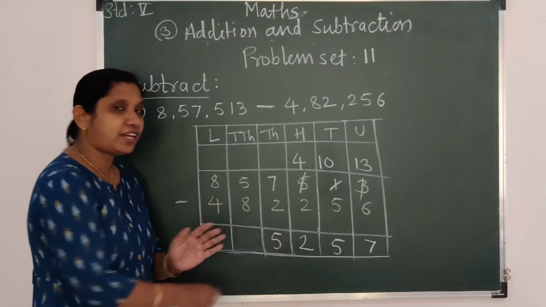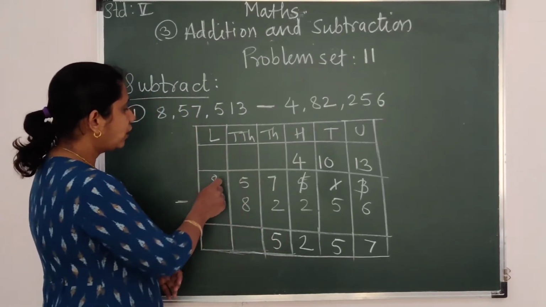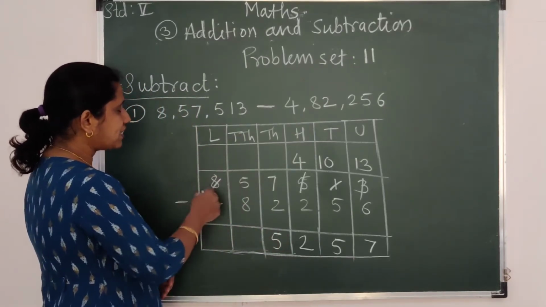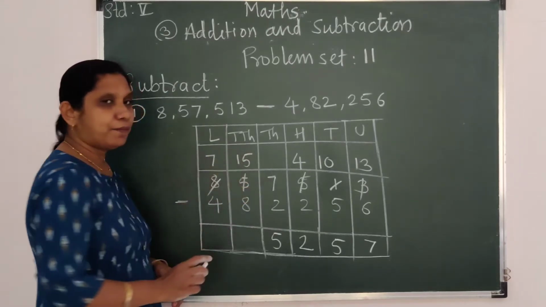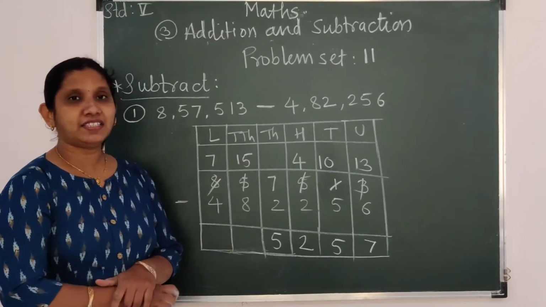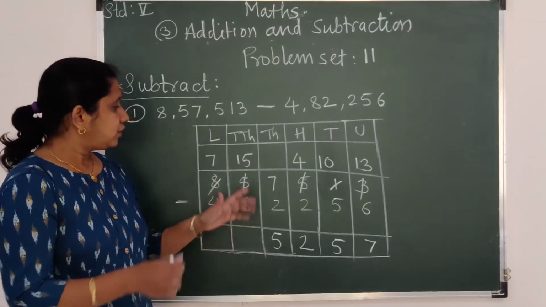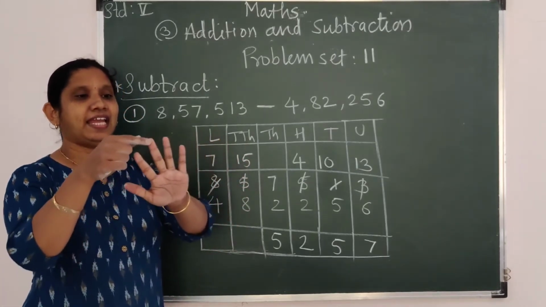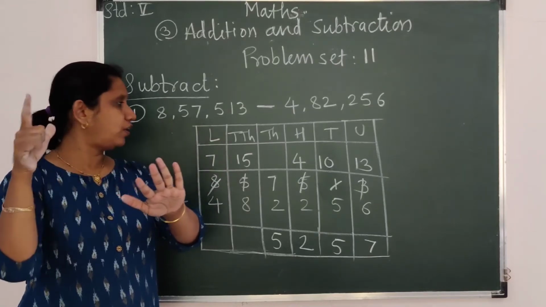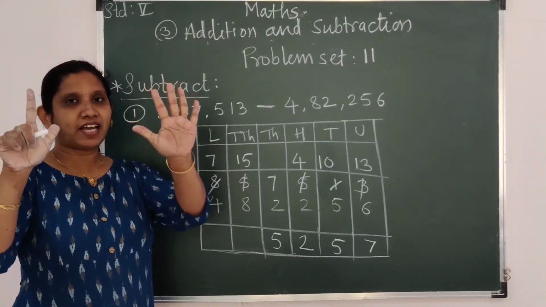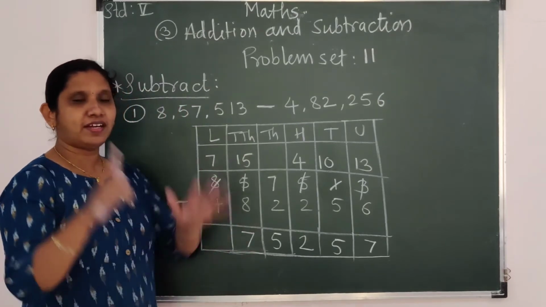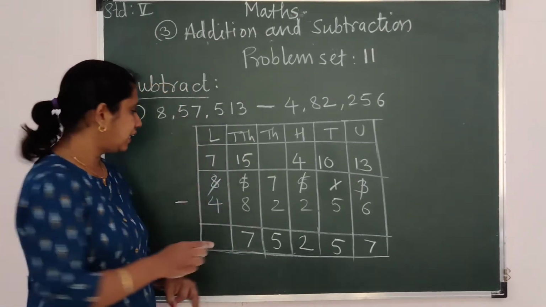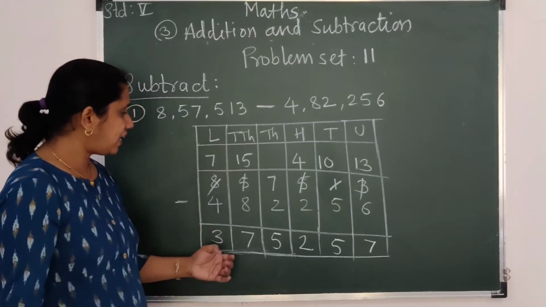Now 5 minus 8, again we have to borrow. Go to the lakhs place, cancel 8, will remain 7. Cancel it, this number becomes 15. Now 15 minus 8. So 9, 10, 11, 12, 13, 14 and 15. How many fingers are these? 7. So our answer is here 7. Now 7 minus 4. How much remains? 3. So what is our final answer, children?